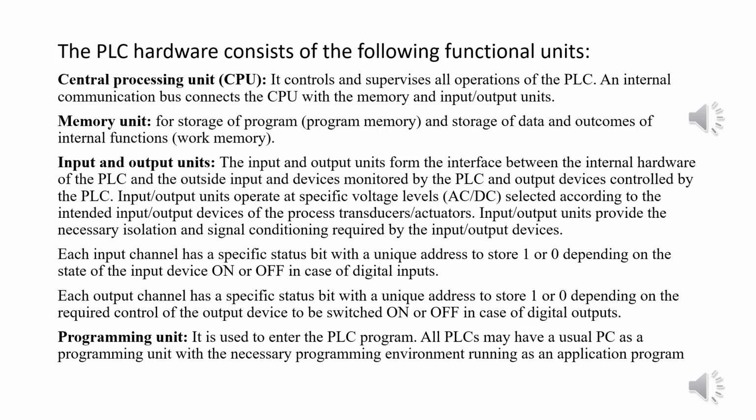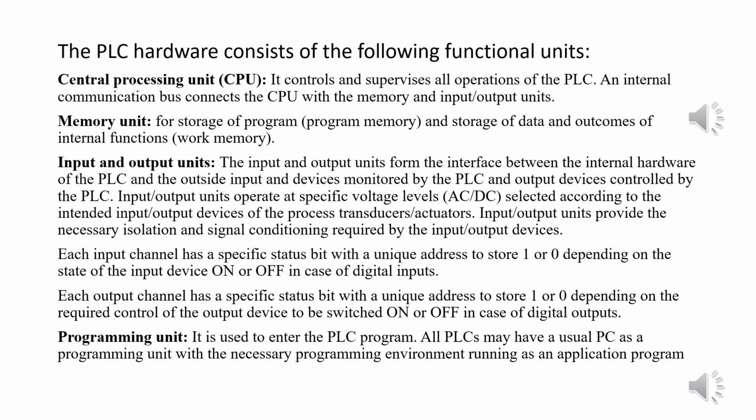The central processing unit is responsible for controlling and supervising all the operations of the PLC. The central processing unit is connected to the other parts of the PLC through a communication bus. The memory unit for storage of the program, we call it program memory, and for storage of data and outcomes of internal functions during execution of the program, we call it the work memory.